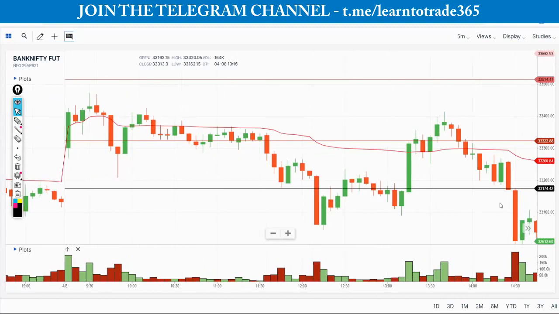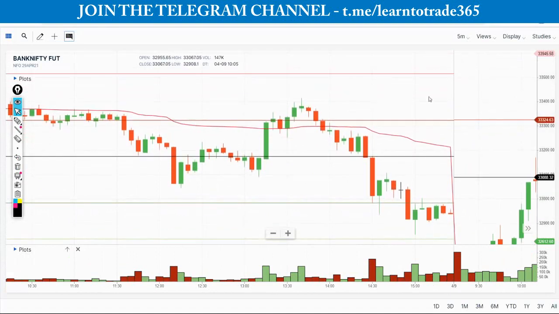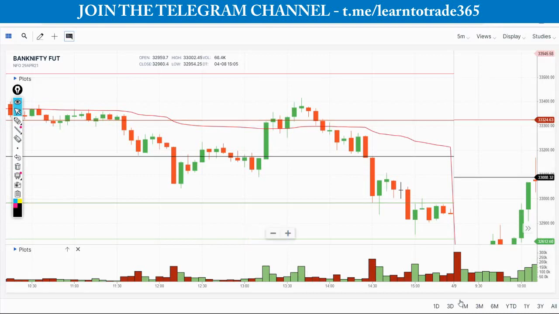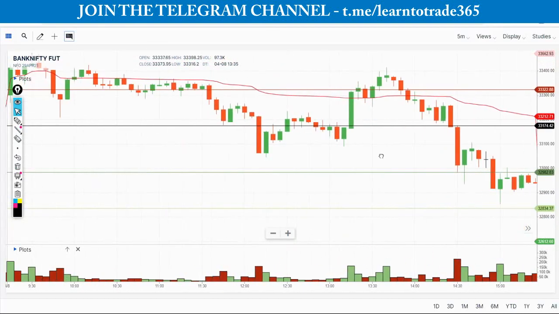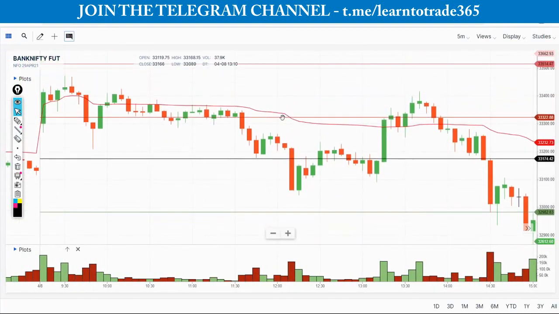Now let me show you the further auction development. If one more time buyers fail at the same zone of selling, it is very easy for the sellers to now push the price down and close Bank Nifty near the day low, because buyers are failing multiple times and price is in the mid zone of the sellers. The important reason I'm doing this video especially is to compare 30-minute with 5-minute.